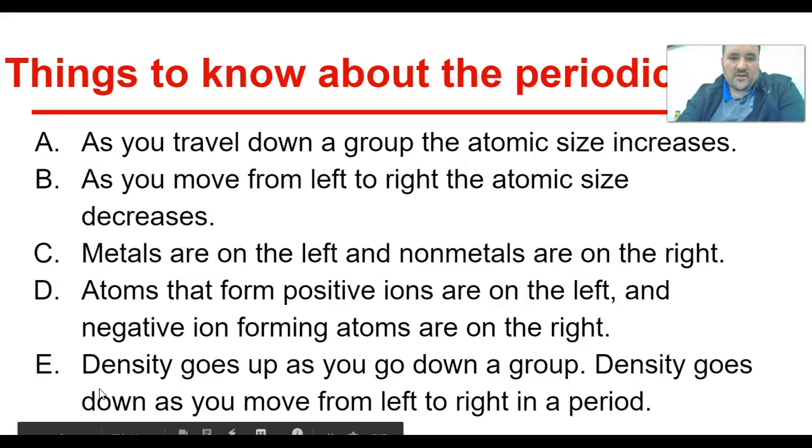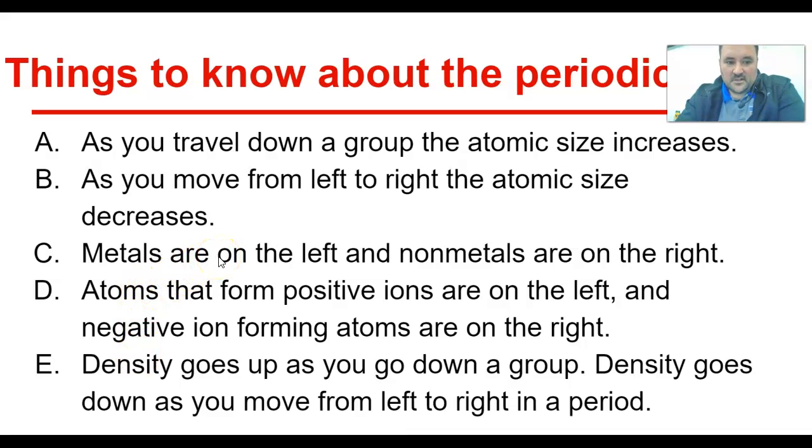As you travel down a group, the atomic size increases. As you go from left to right, atomic size decreases. As you look, there will be metals on the left, nonmetals on the right. Atoms that form positive ions are on the left, negative ions are on the right, and density goes up as you go down. So not only does size go up as you go down, but density goes up, but density decreases as you go from left to right.